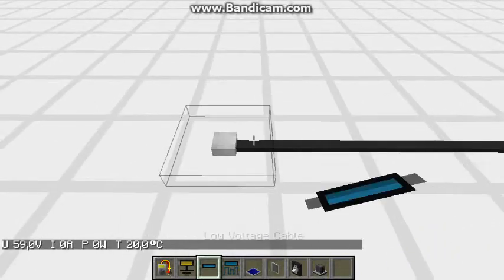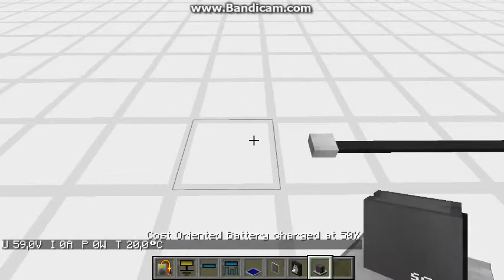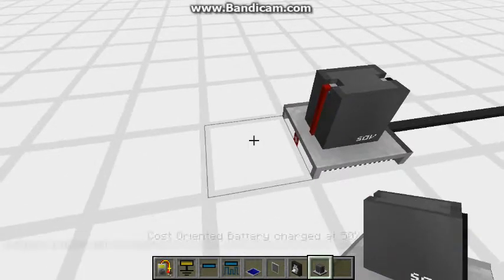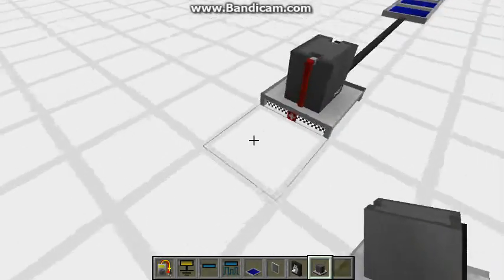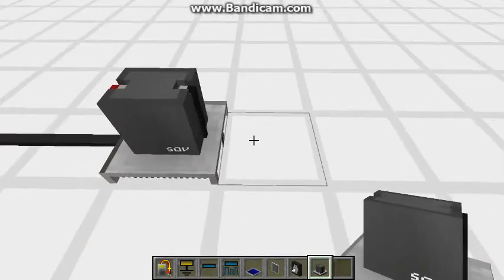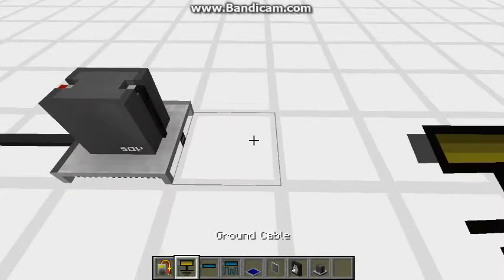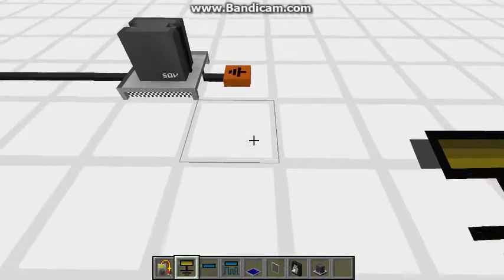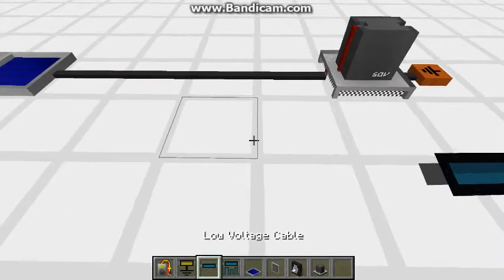Next, we are going to extend the cable a bit longer and attach the cost-oriented battery. Simply, wrong side, that's the positive side. Simply because it's cost-oriented, it's cheap. Now, it won't last as long as other batteries, but that's not a problem. Of course, this side we're going to hook up a ground cable directly to the battery.